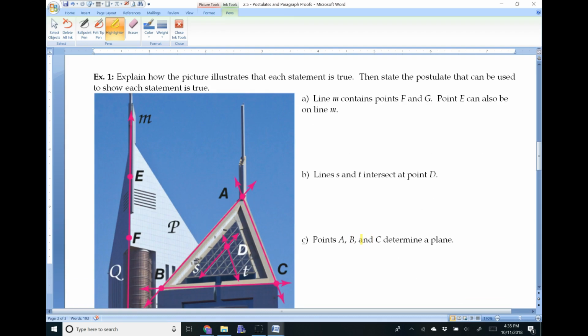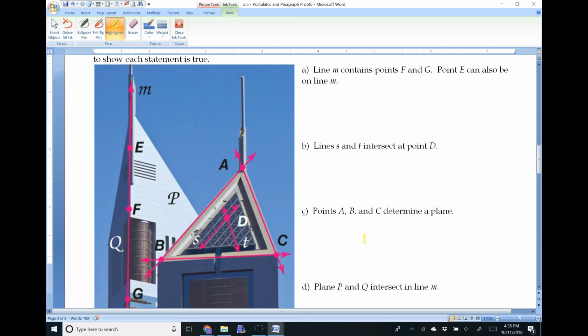So, example 1, explain how the picture illustrates that each statement is true. Then state the postulate that can be used to show each statement is true. So, part A here says line M, it's a vertical line right here. Line M contains points F, G down here, and then it says point E can also be in the line. So it has 3 points right now. So we've got to figure out which postulate is talking about a line and something that has 3 points. Or you could say more than 2 points, right?